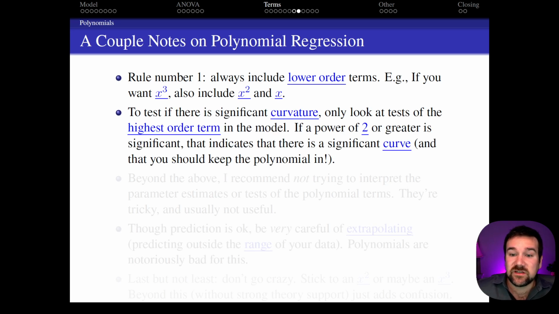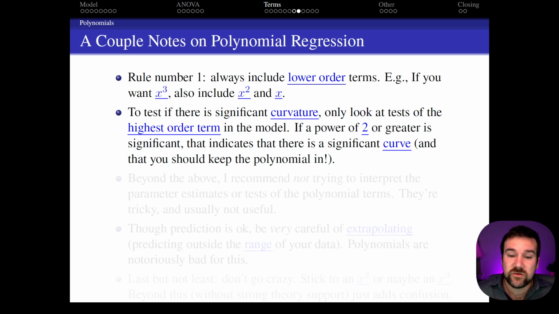If I'm testing if there's a significant curve, I only look at the test of the highest order term. So if I'm doing the x to the third thing, I start by interpreting the x to the third and see if that is significant. And if not, I would remove it and potentially rerun the model. Or if it was a theoretical reason, I might keep it in. But really, when I'm interpreting if there's a curve or not, I only look at the contribution of the curvilinear components. That is the x to the third, and then maybe the x squared. If x to the third wasn't significant and I removed it, then I might look at x squared by itself.